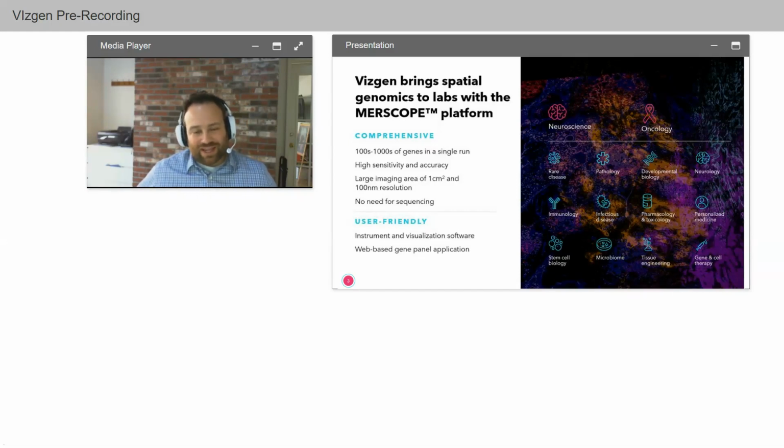In addition to being a comprehensive system, we've also built in a user-friendly aspect. Our system comes with control software and visualization software that allows users to look at their data and visually identify different items within that data, different data sets, all of this with an intuitive system. In addition to that, we offer a web-based gene panel application. This allows users to build custom gene panels for their specific research within their application areas. And we see a wide range of application areas being used or being studied with our system. And so we're very excited to offer these features.